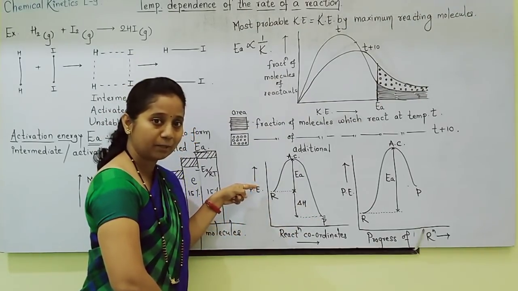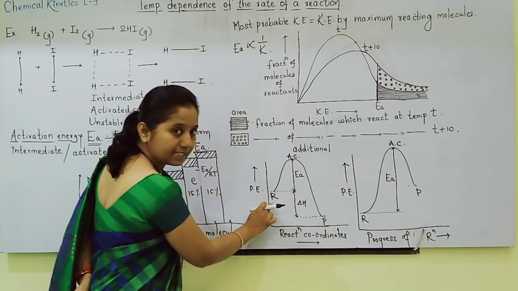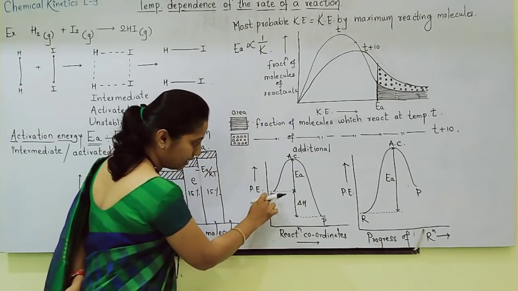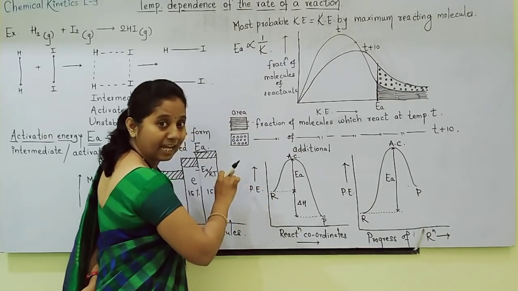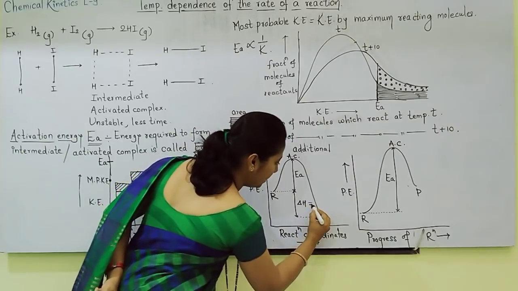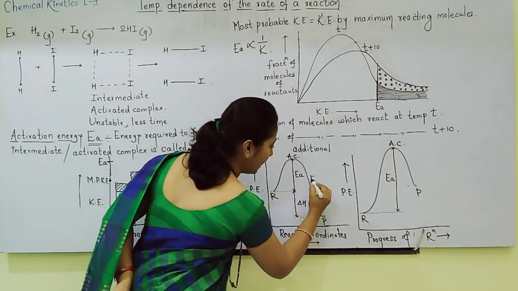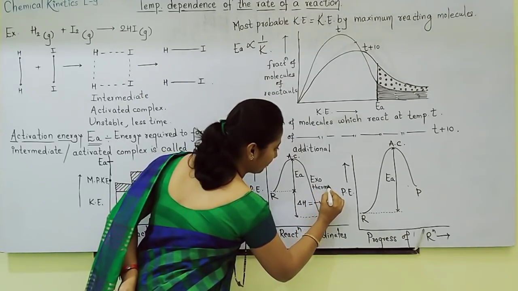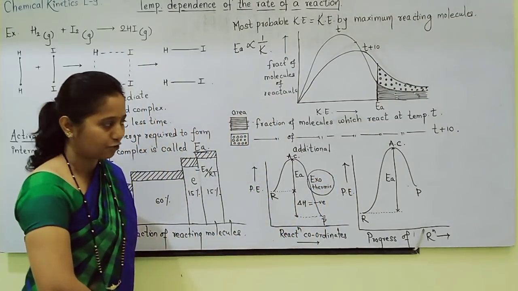Enthalpy of products minus reactants. What sign will come? Will you tell me? Here delta H, enthalpy of products minus reactants. Products is having potential energy less. Reactants are having potential energy more. Product minus reactant means less minus more. So delta H answer will be negative. So this is the graph for exothermic type of reactions.